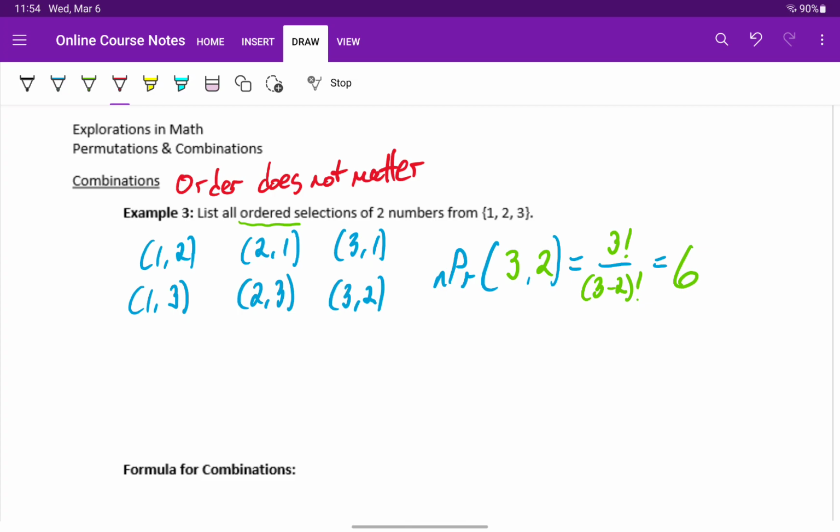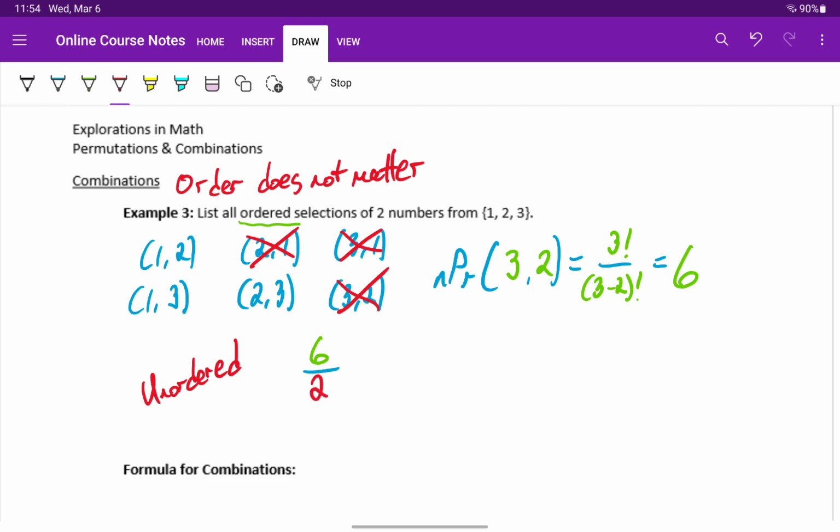Again, since we're driving towards a definition for combinations, now we want to update this to look at the unordered results. If we're looking at unordered results, now we can throw out 2 and 1 because we already have 1 and 2. Similarly, we can throw out 3 and 1 because we have 1 and 3. And we can throw out 3 and 2 because we have 2 and 3. In this case, what we've done is taken our 6 different results and cut that in half.